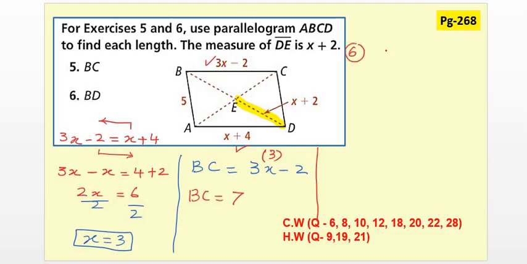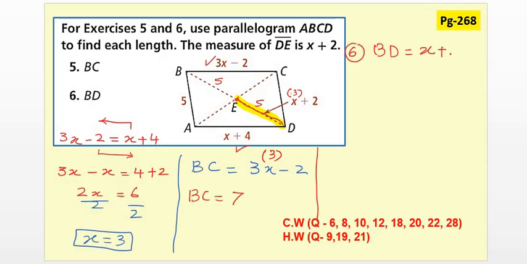Okay, question number 6, how will we find BD? Actually, this part of BD is x plus 2. So if you replace x over here, it will become 3 plus 2, it will be 5. And this part will also be 5. So 5 plus 5 will become 10. This is one way to understand.